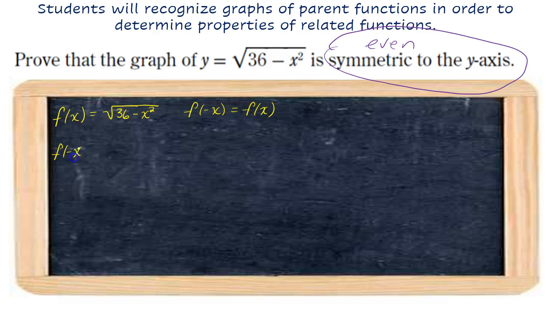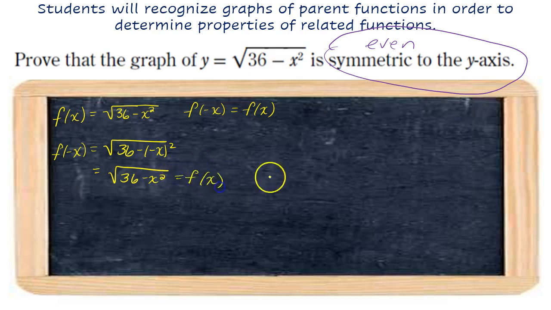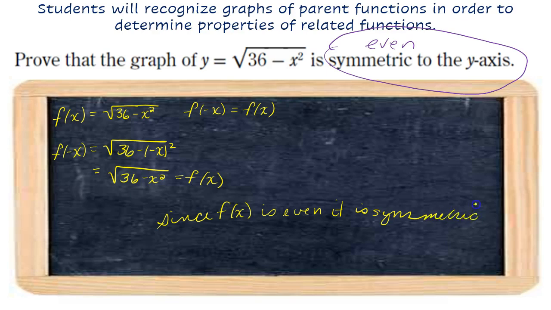So to do f of negative x, we would have the square root of 36 minus the opposite of x all squared, which is the square root of 36 minus x squared, which is the same thing as f of x. So therefore, since f of x is even, it is symmetric to the y-axis.